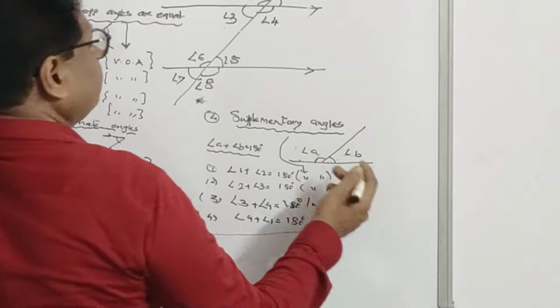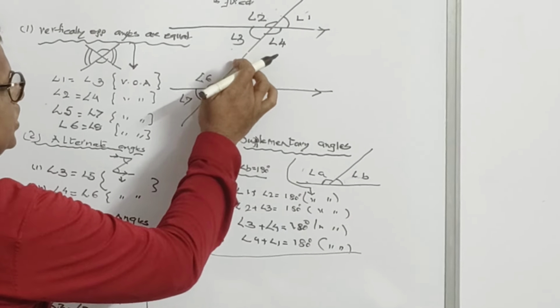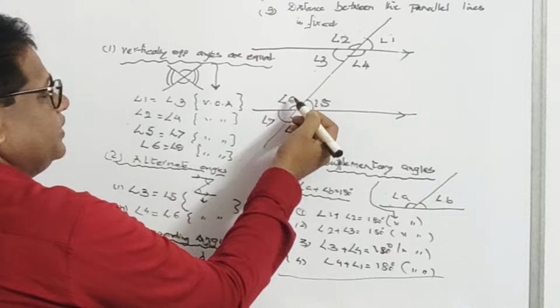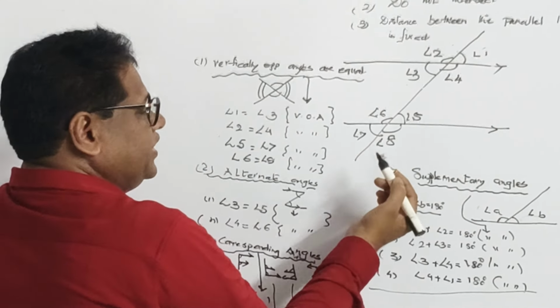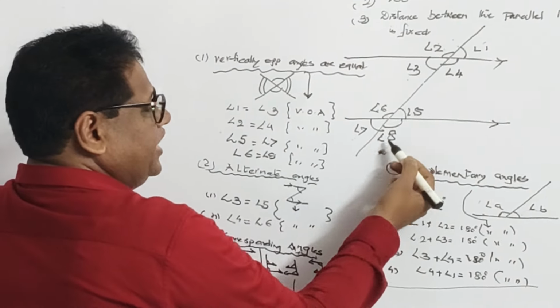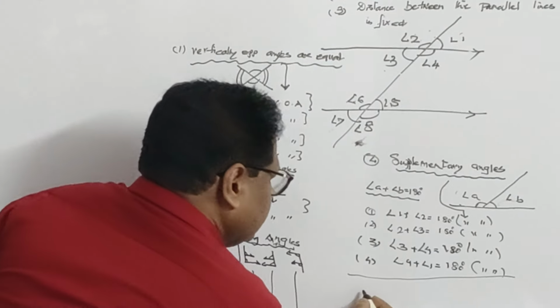Similarly, you can come to this particular level also. You can write angle 5 plus angle 6 is 180, angle 6 plus angle 7 is 180, then 7 plus 8 is 180, 8 plus 5 is 180.